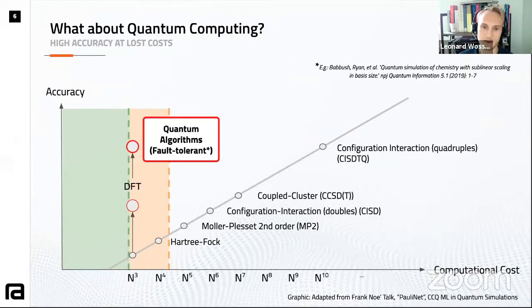Small addendum here, maybe. I know the actual paper has a dependency on the number of electrons and the number of orbitals, but saying these are roughly of the same order, which I think is reasonable, it comes to n to the power of 3 as well.